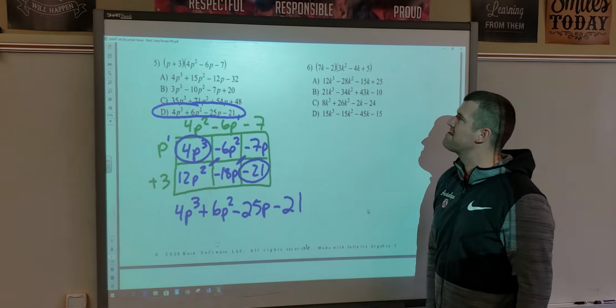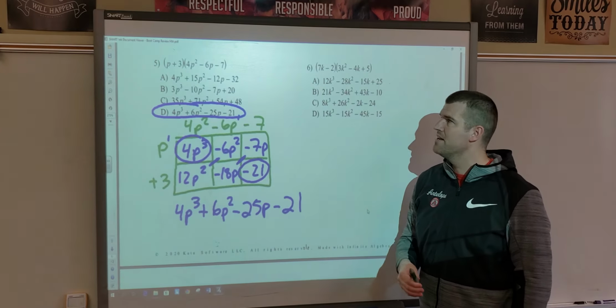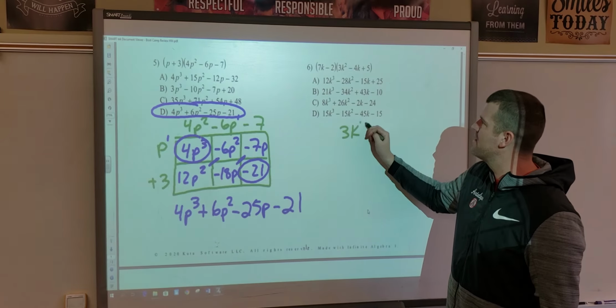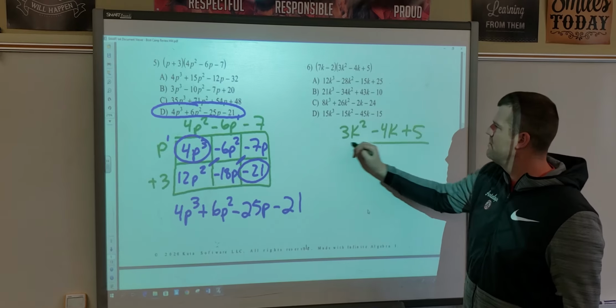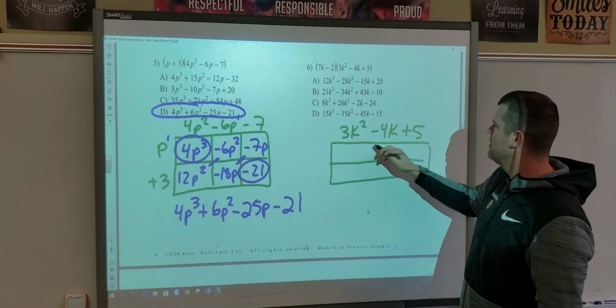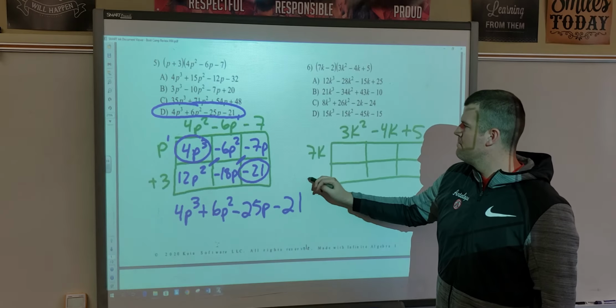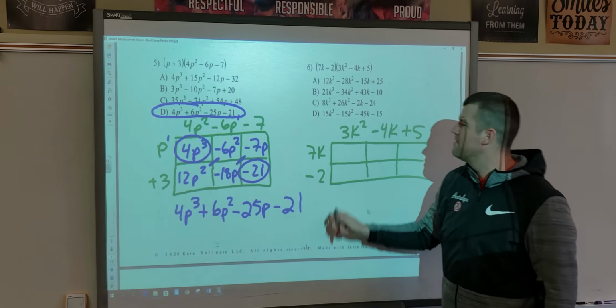Moving on to number 6, we've got another binomial times trinomial. Same thing we just did, just a bigger box, right? So I'm going to put my 3k squared minus 4k plus 5. Oop, made that a little skinny, but that's all good. And then my binomial, 7k minus 2. And we're going to fill in our box.